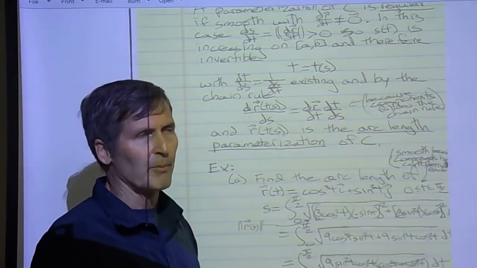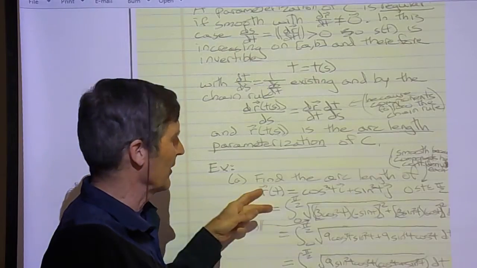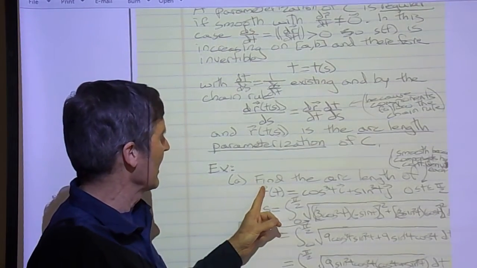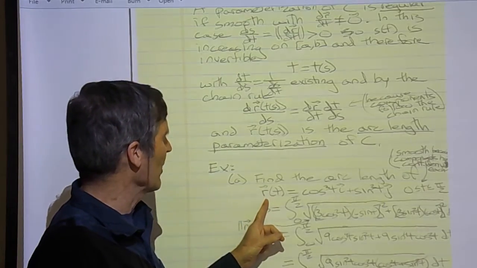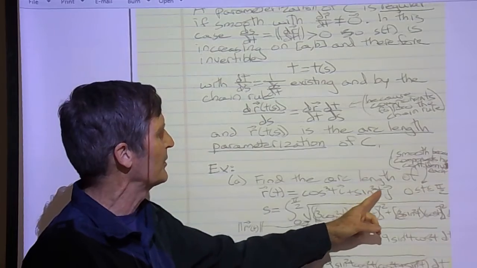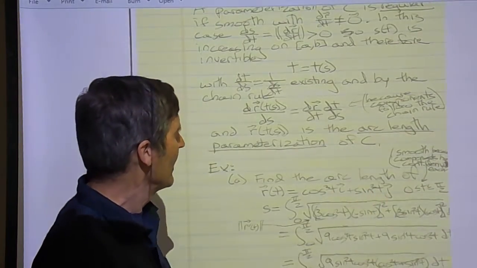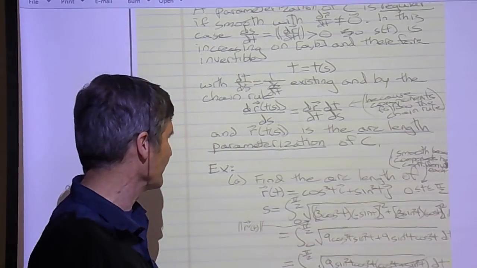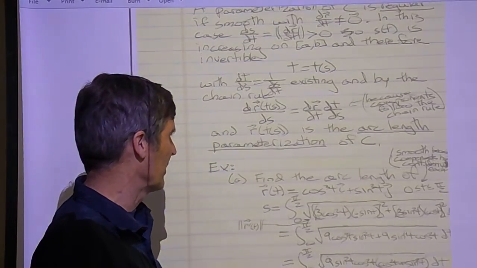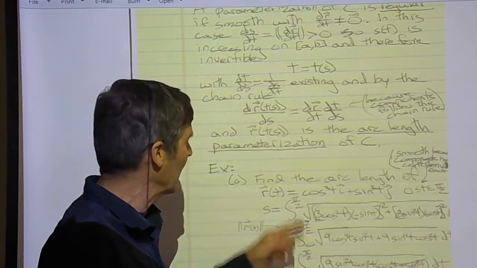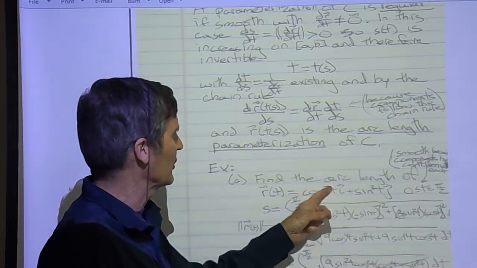Here's a nice example. I'm not going to get real detailed in this section. Suppose we want to find the arc length of the curve r of t equals cosine cubed t i plus sine cubed t j, along the interval 0 to pi over 2. I wonder what the arc length could be along that curve. First of all, we recognize it's a smooth curve. How do we know that? Each component has a continuous derivative, right?